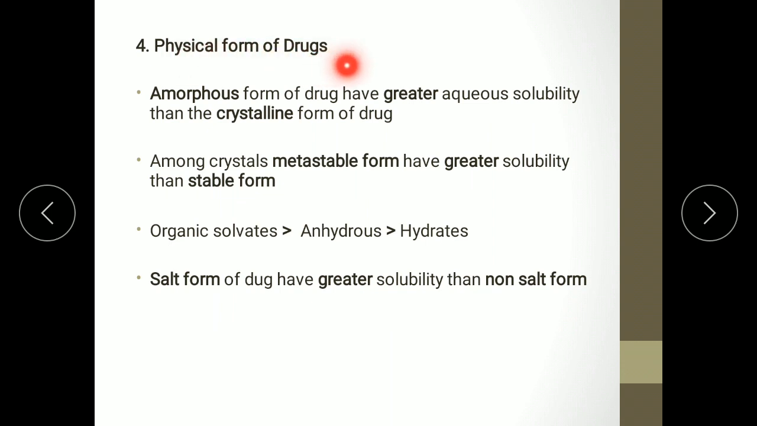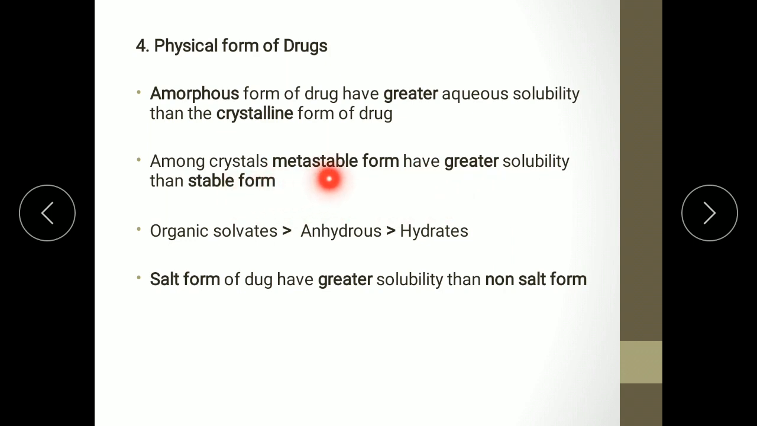The fourth point is the physical form of drugs. This point we will see again in the next topic, state of matter, in polymorphism in detail, but some points we have to cover here. Amorphous forms of a drug have greater aqueous solubility than the crystalline form. Among crystals, the metastable form has greater solubility than the stable form.